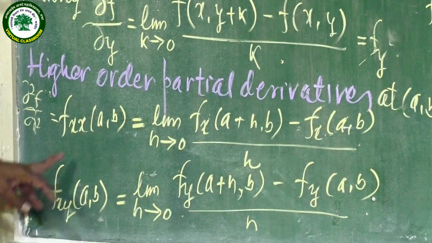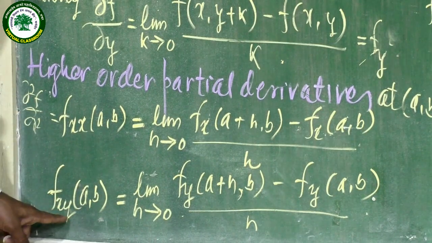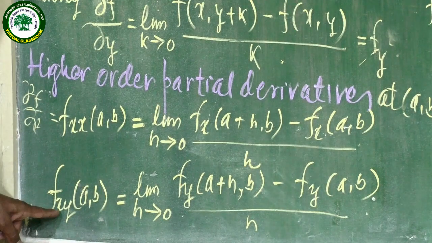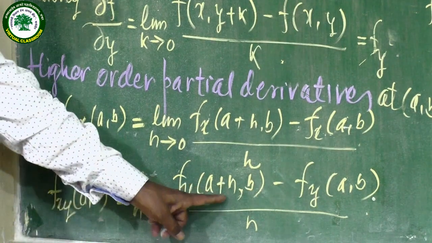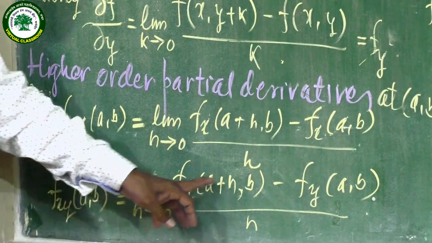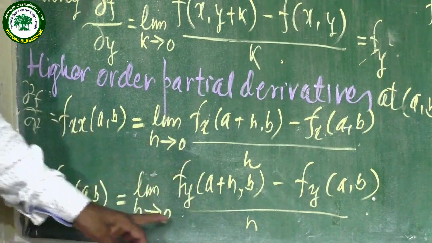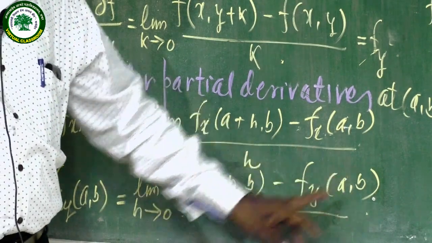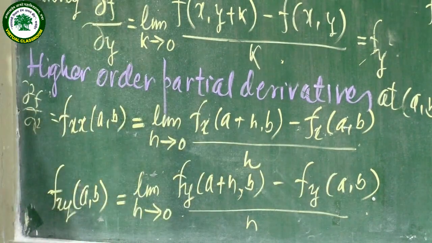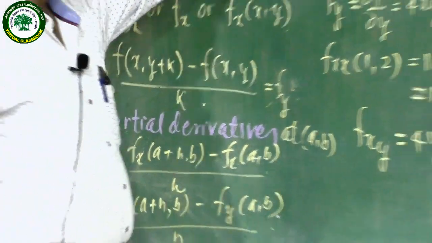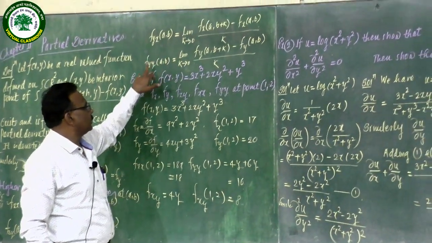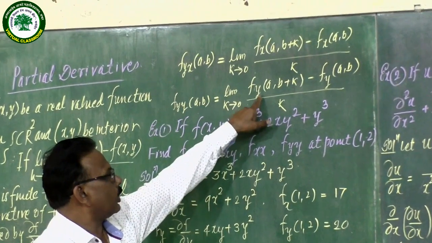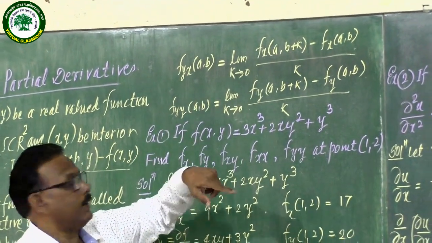Similarly, the partial derivative of the function with respect to y is taken, and you are taking the partial derivative with respect to x. There is a change in the x variable, therefore a+h, b remaining as it is, of this function's partial derivative with respect to y, minus f_y(a,b), divided by h. Such types of partial derivatives you can take with respect to yx as well as with respect to yy. Here also you have to take the partial derivative of f_y with respect to y again.